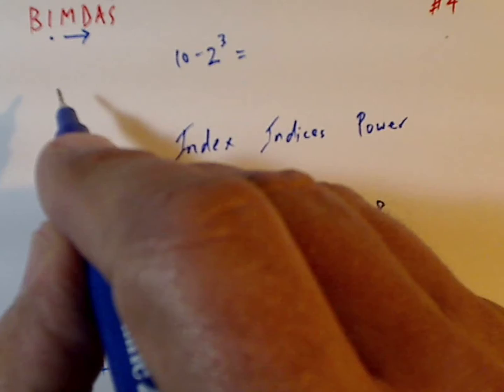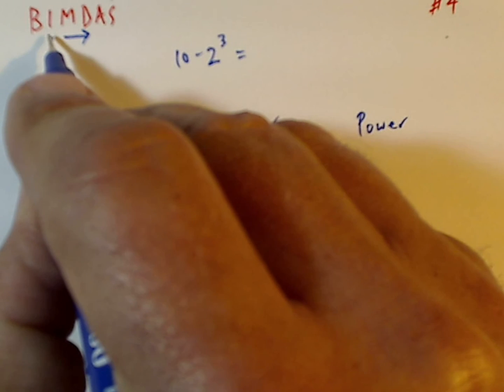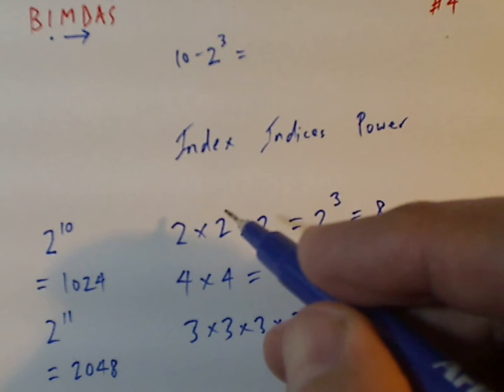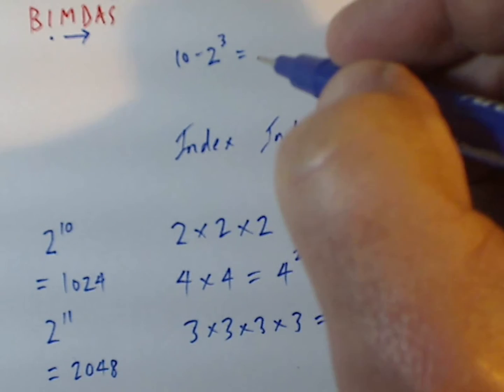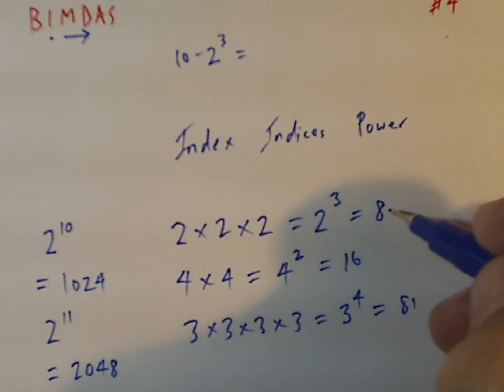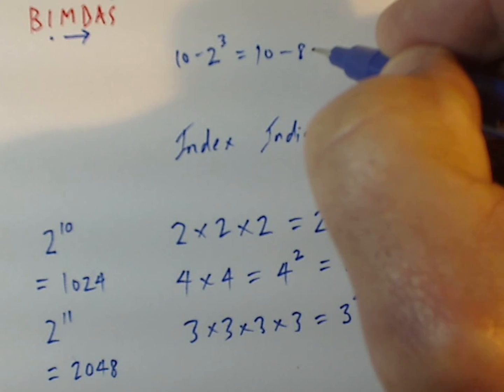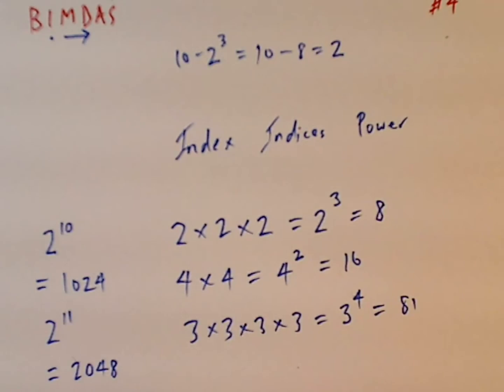Back to our acronym. There's the I for index. There's the S for subtraction. Obviously, we have to do the index first. So we know what 2 cubed is. We know that it's 8. So 10 take away 8 would be equal to 2.